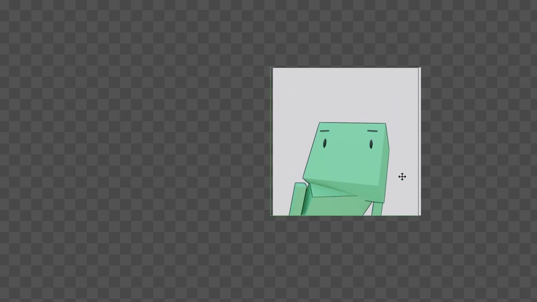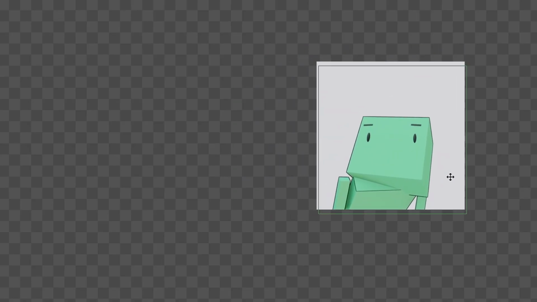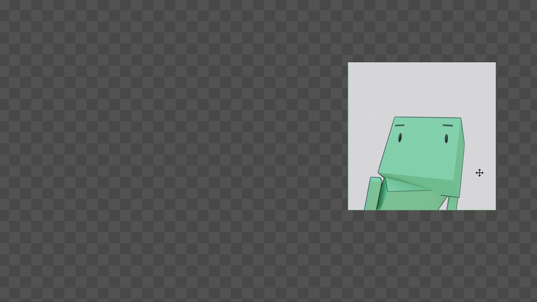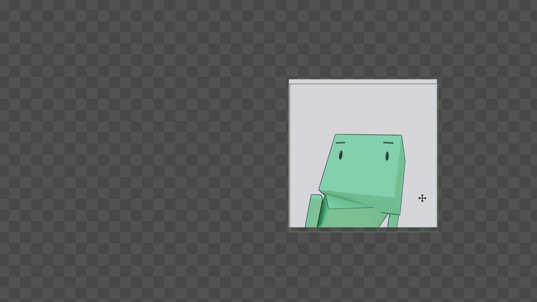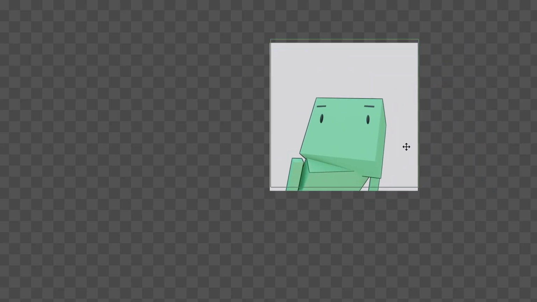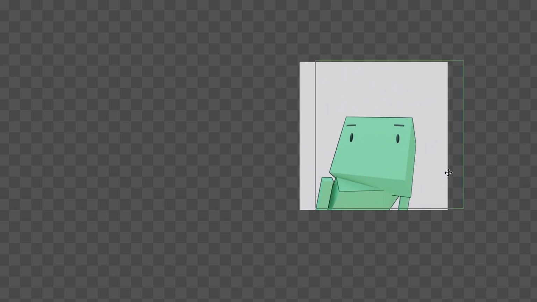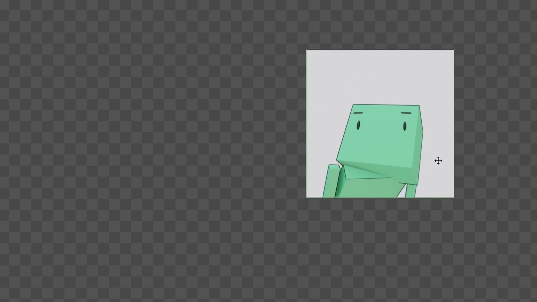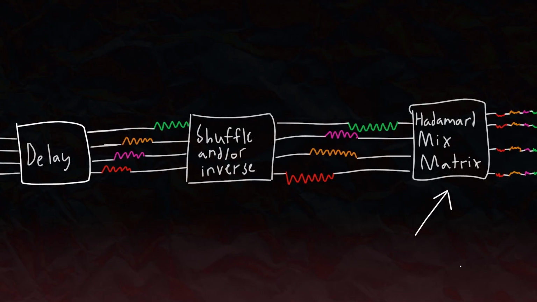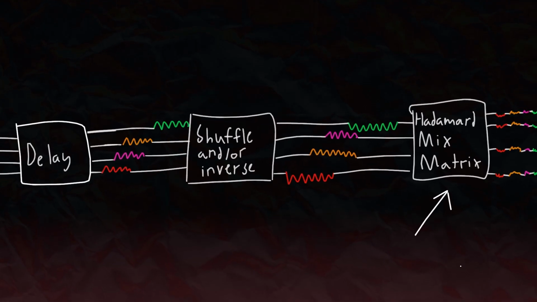I'm breaking a bit of continuity here in my explanation, I know, but the question of well, what's a Hadamard matrix may inevitably be asked, and I'm really not the best person to answer that question. Maybe someday, but just not today. That Hadamard mixing matrix, however, is the final piece of our diffuser puzzle.